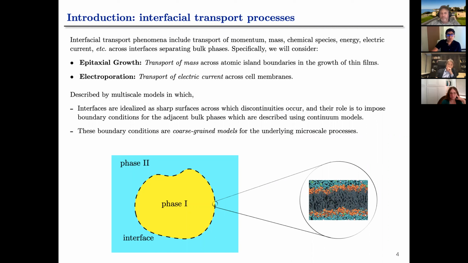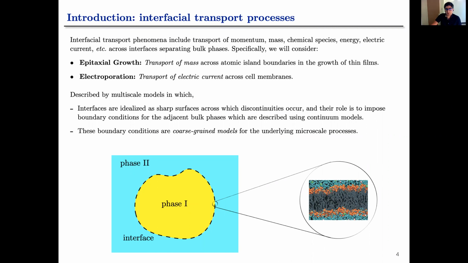processes. Basically, by interfacial transport phenomena, I mean whenever you have some interface separating a two-phase, maybe medium or heterogeneous environment, and you have transport of momentum, mass, chemical species, energy, electric current, or charge across the interface. Especially, I will be focusing on epitaxial growth as an example of transport of mass across atomic island boundaries. And I will talk about electroporation, which is the transport of electric current.